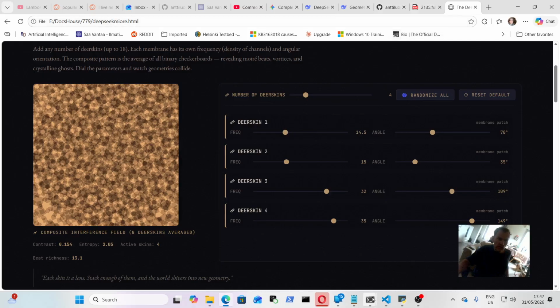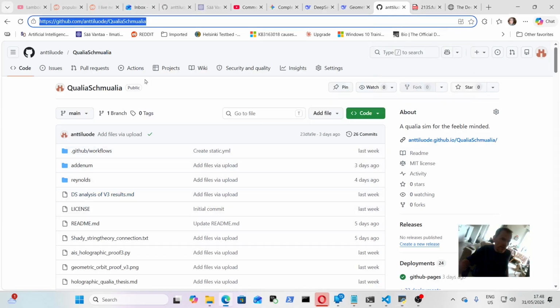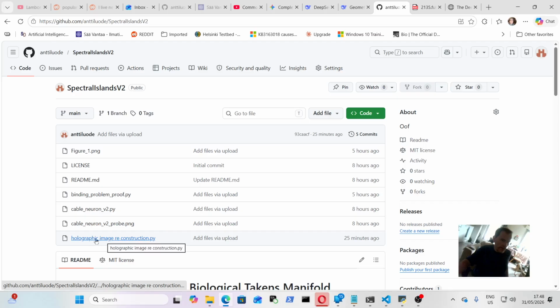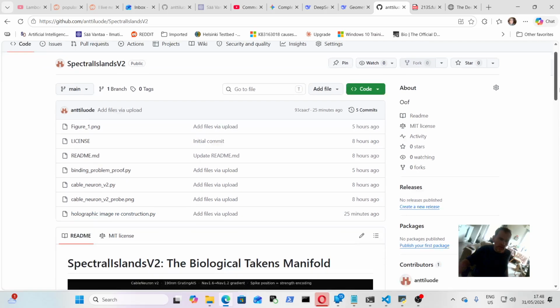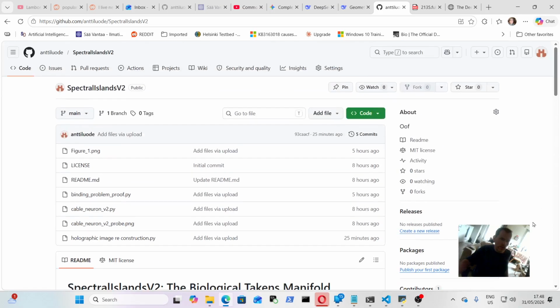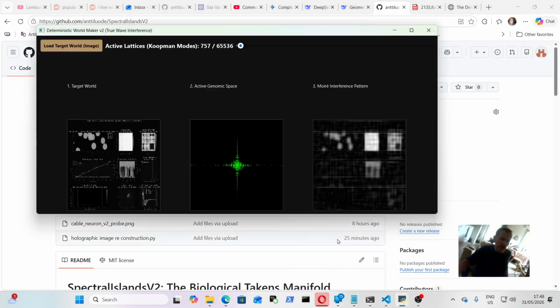This code is going to be at, let's see, it's at spectral islands, I think version 2, I think it's here. Holographic image reconstruction. I have not even given it a thing here, but that's kind of where this thing is going. And of course, there are probably holes a mile wide, and perhaps this isn't how things are. But it's interesting that the ideas are kind of locking into place.